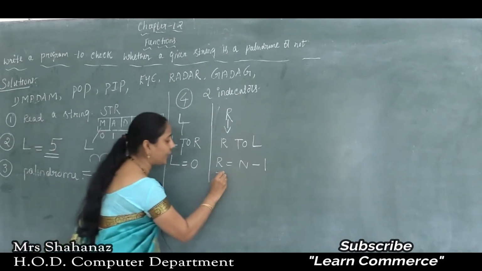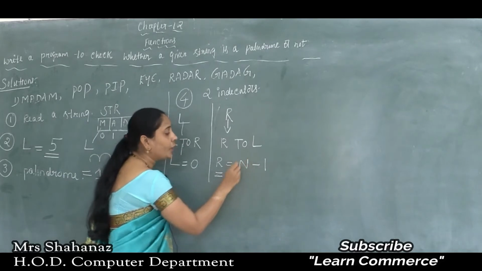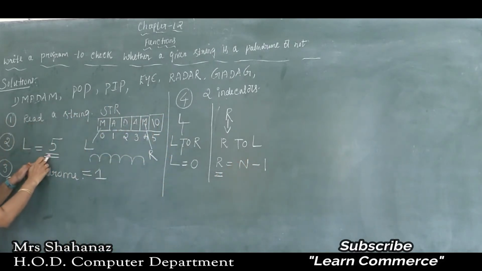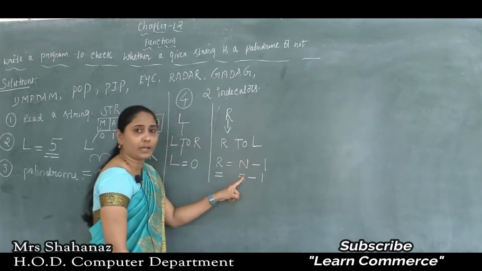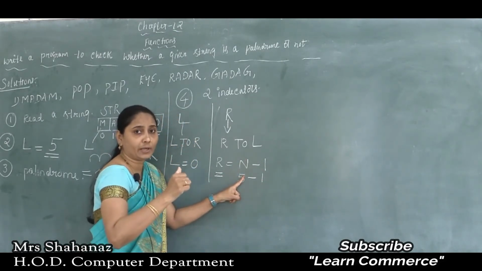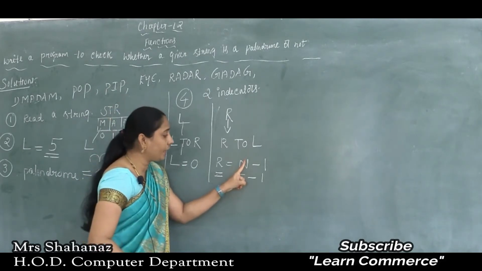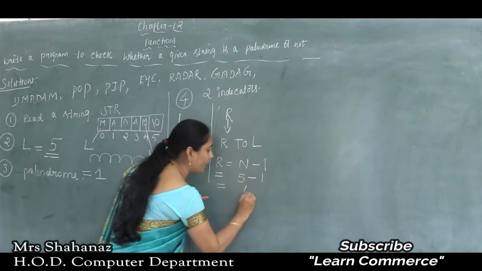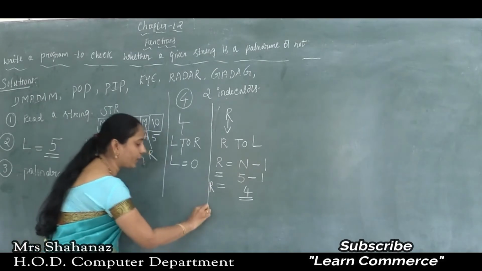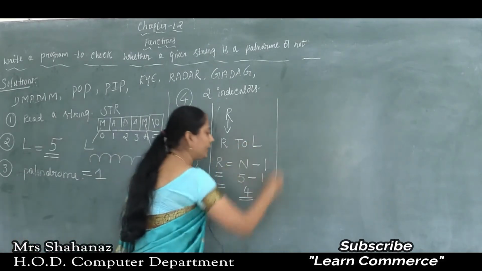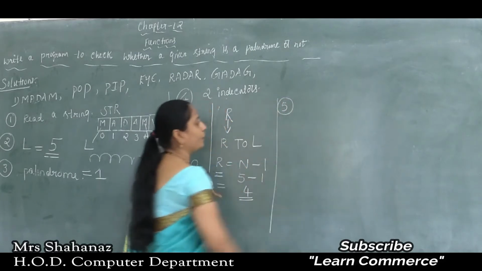So here we can say that R is equal to n minus 1, where n is the total number of characters. The total length of the string madam is 5. Correct, no? The length of the string madam, total number of characters is 5. So 5 minus 1. Okay, n means the total number of characters in this string. So when you are going to subtract here, the R value will be equal to 4. Correct, no? R value is equal to 4.